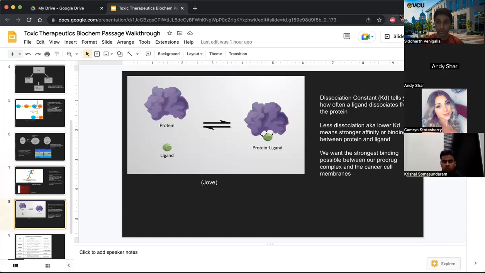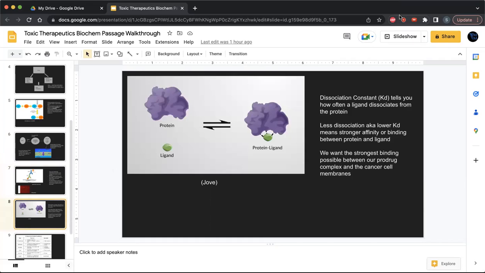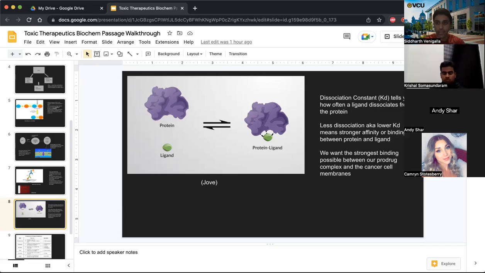Okay, and so another thing you need to learn about is something called a dissociation constant. A dissociation constant can be used to figure out how much a ligand dissociates from a protein. If you have less dissociation, that means the protein and ligand are bound together more of the time. There's strong affinity between the protein and the ligand if you have less dissociation.